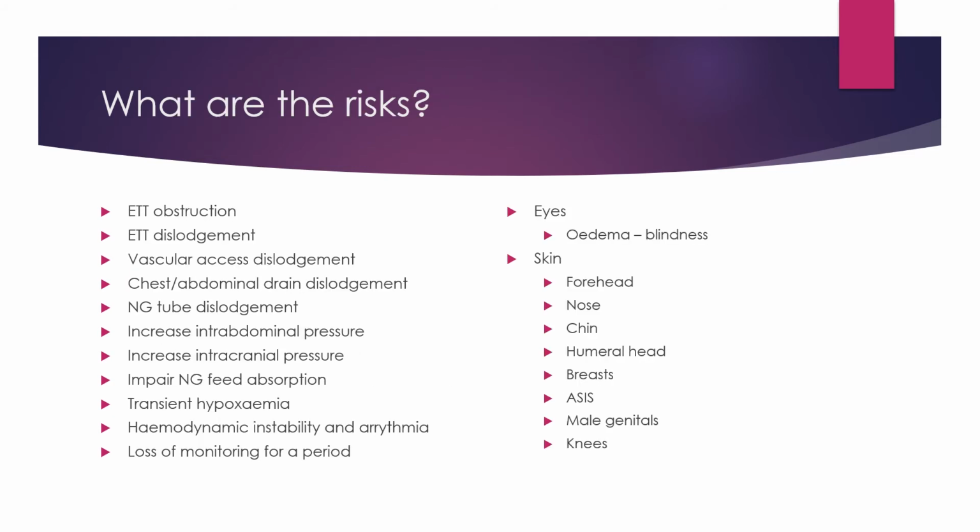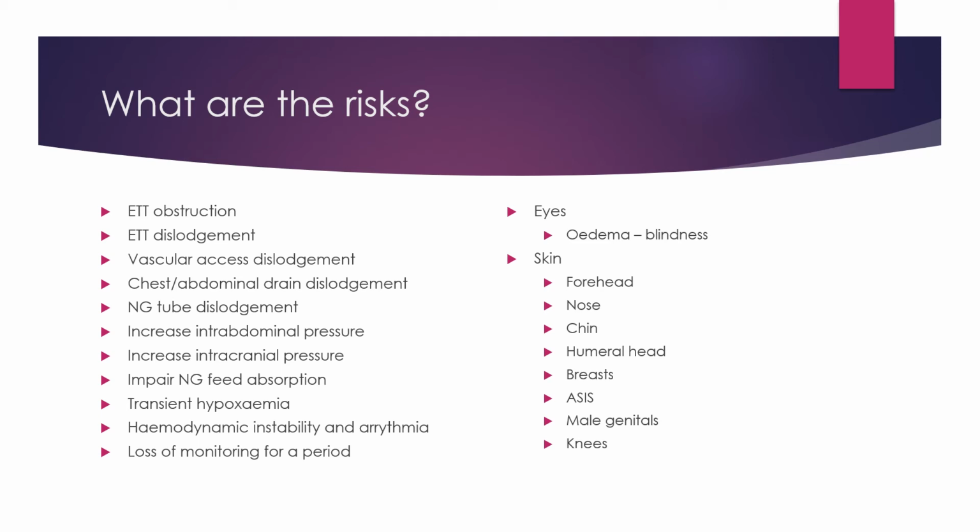There are a lot of risks with prone ventilation. Just turning somebody prone, we could either obstruct the ET tube or dislodge it completely. We could pull out vascular access or chest or abdominal drains. NG tubes could become dislodged. If support for the patient is not optimally positioned, we could see an increase in intra-abdominal pressure, increase in intracranial pressure. We may see impaired NG feed absorption. You can see elements of transient hypoxia, even hemodynamic instability and arrhythmias.